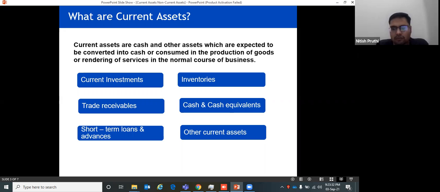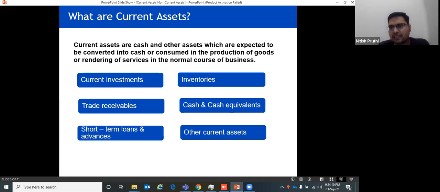Now, to make it easily understandable, let's break this definition into two parts. The first part is cash and other assets which are expected to be converted into cash. Now, what is cash? Let's say you have a 100 rupees note or 500 rupees note in your pocket. That represents your cash. So it is your cash in hand. Besides that, maybe you have a bank account, let's say in HDFC Bank or State Bank of India. So you have a certain amount in your bank account. That also represents cash. It's generally called cash at bank.